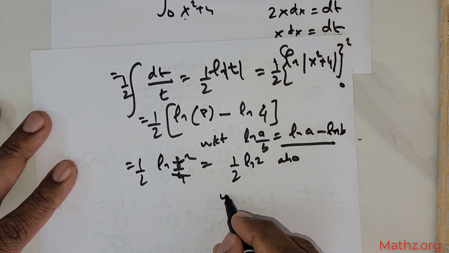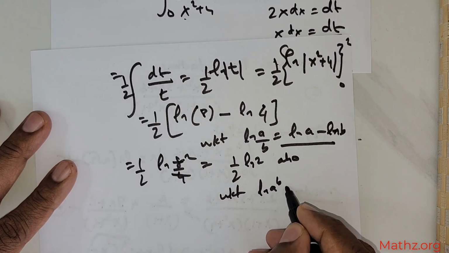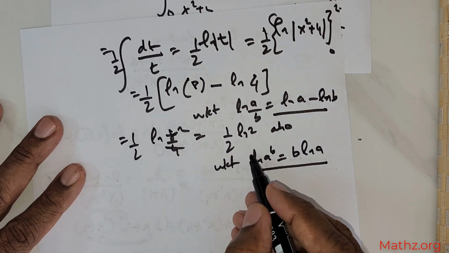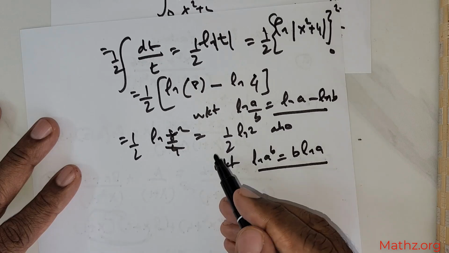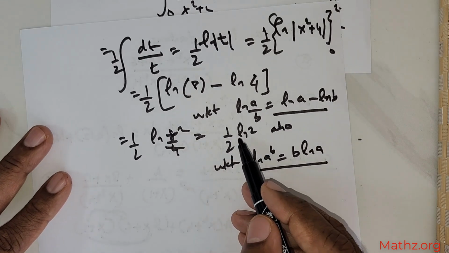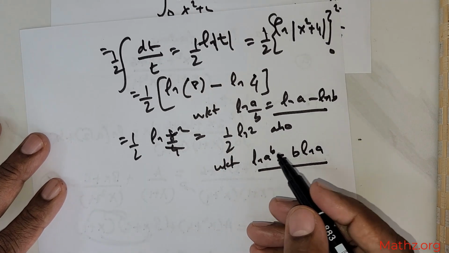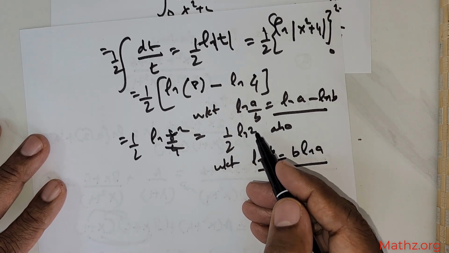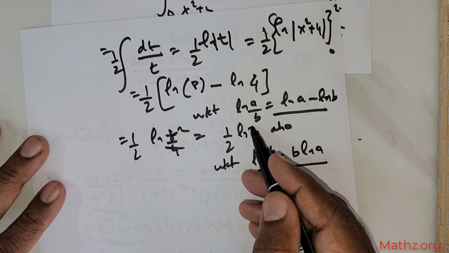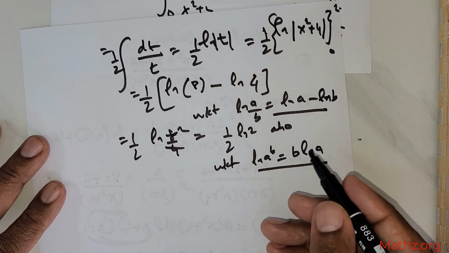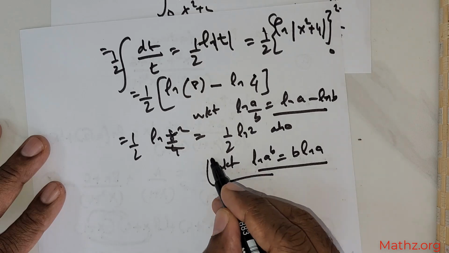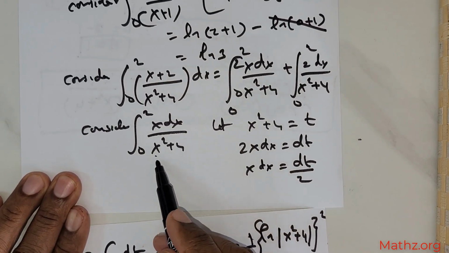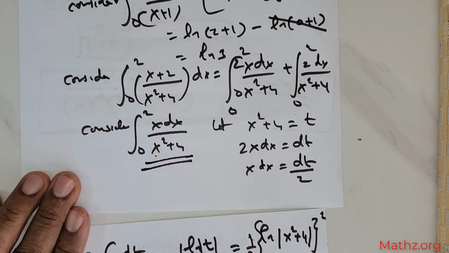Also, we know that ln of a raised to the power of b is b times ln a. So what we have got here is half times ln 2. Now either you can just leave it as it is, or you can take it to the exponent or to the base over here and then rewrite it. But for the time being, I will just leave it as it is. So this is for this side. Now go to the other part.